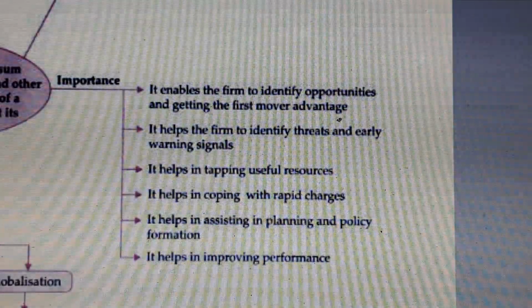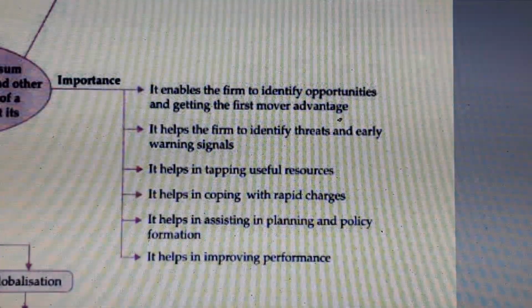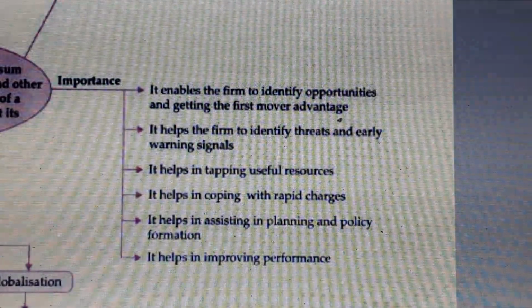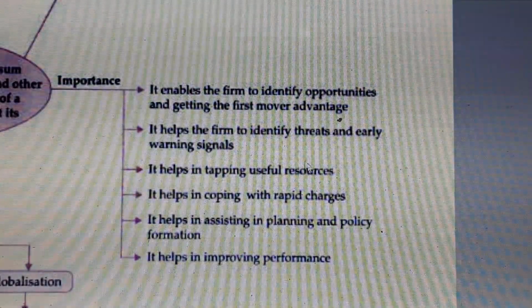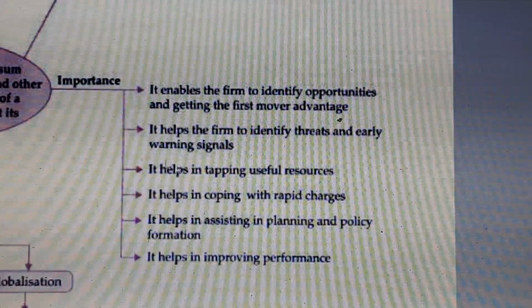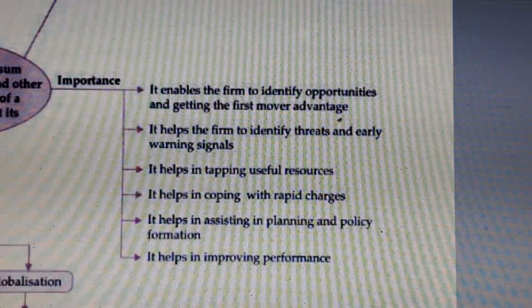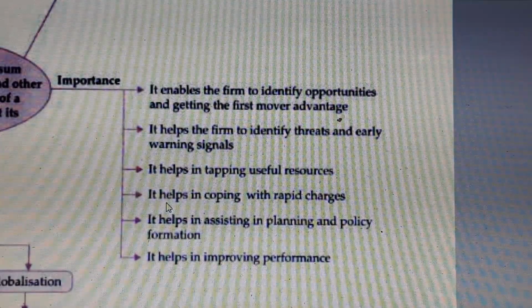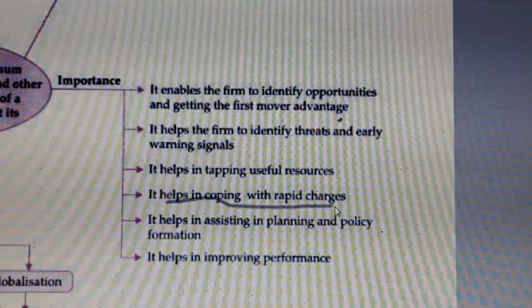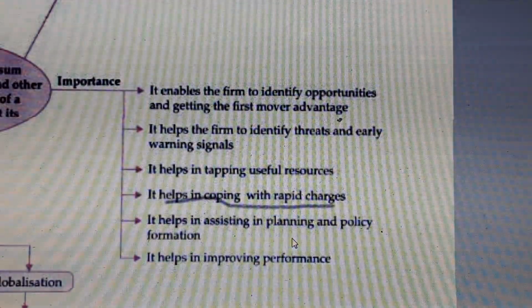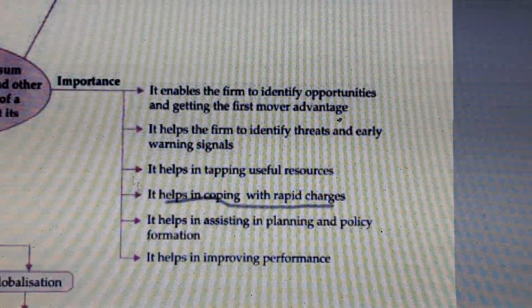It helps in trapping useful resources. So many resources are there, and all those resources are being trapped by these business environment modules. It helps in coping with rapid changes. So whatever the rapid changes are coming in the way, it helps us in coping with that.